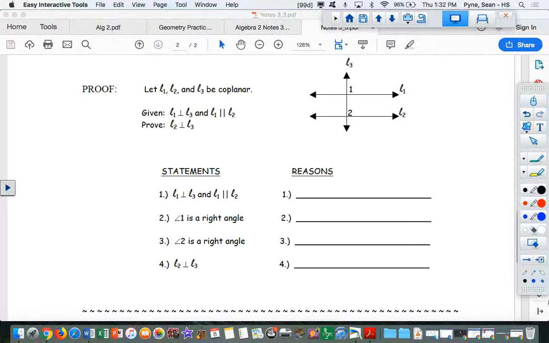All right. So let's see what we can see. Given. Let's get that out of the way. Now I'm going to mark up what the given is really telling me. The given really tells me L1 is perpendicular to L3. Then the given also tells me L1 is parallel to L2. That is what I'm being told.